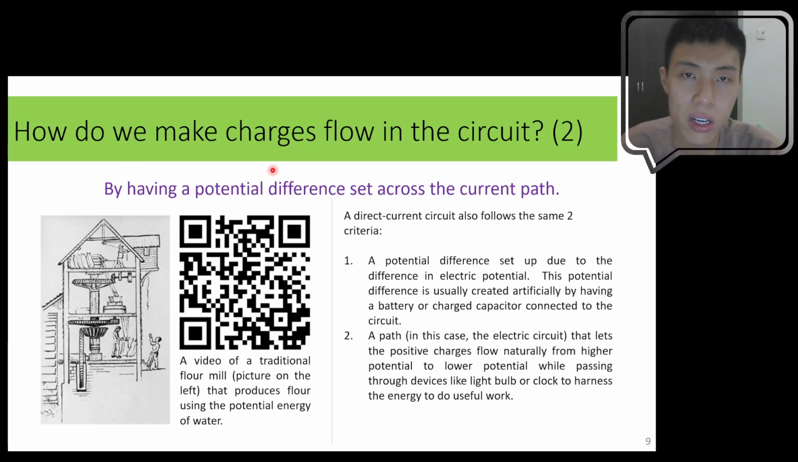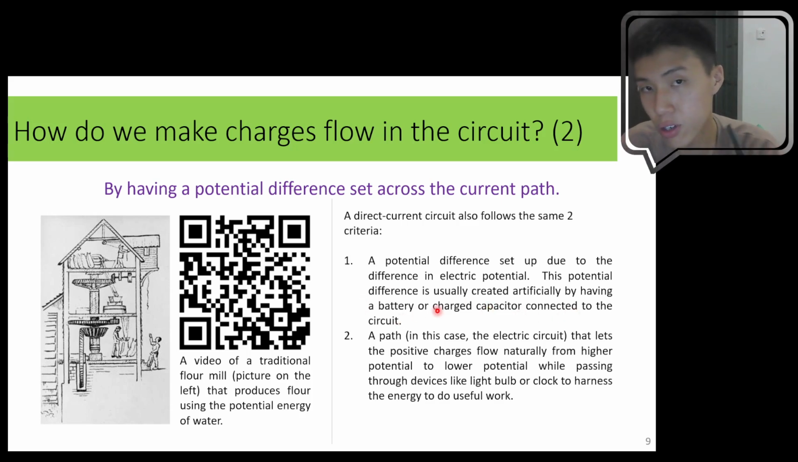Okay, so electric circuits actually follow a similar idea. They also follow the same two criteria. A potential difference is set up due to the difference in electric potential. So you have a high potential region and a low potential region, and across them you have a potential difference. This potential difference is usually created artificially by having a battery or a charged capacitor connected to the circuit.